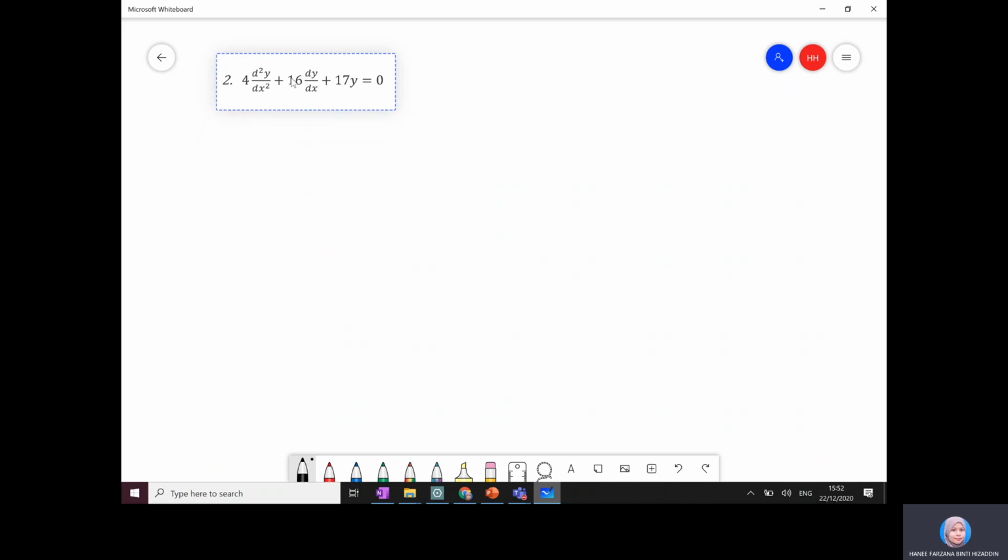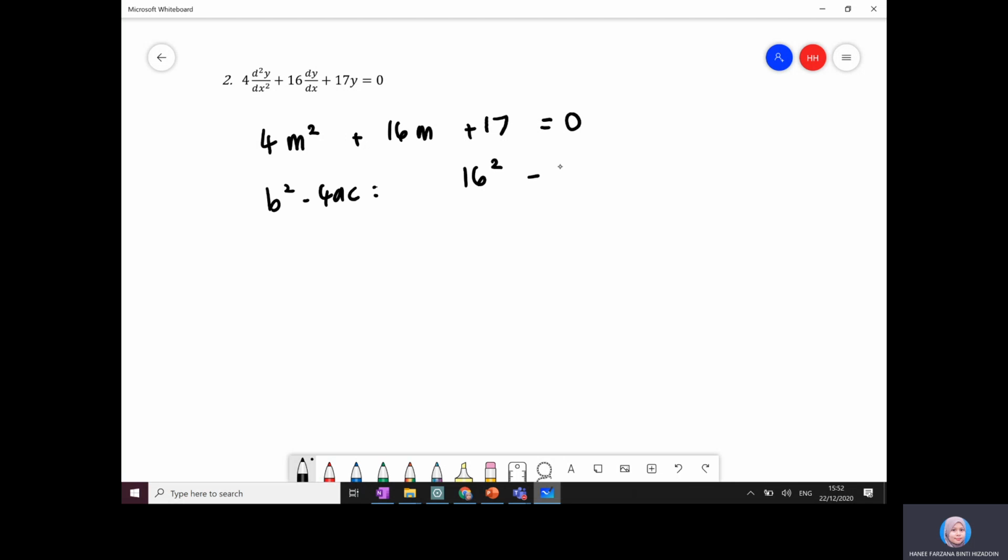Okay. So the first step is to write the auxiliary or characteristic equation. So 4m squared plus 16m plus 17 equals 0. Check the b squared minus 4ac: 16 squared minus 4 times 4 times 17. Just key the numbers into the calculator. You will get negative 256. So this is less than 0, so you will have complex conjugate roots.